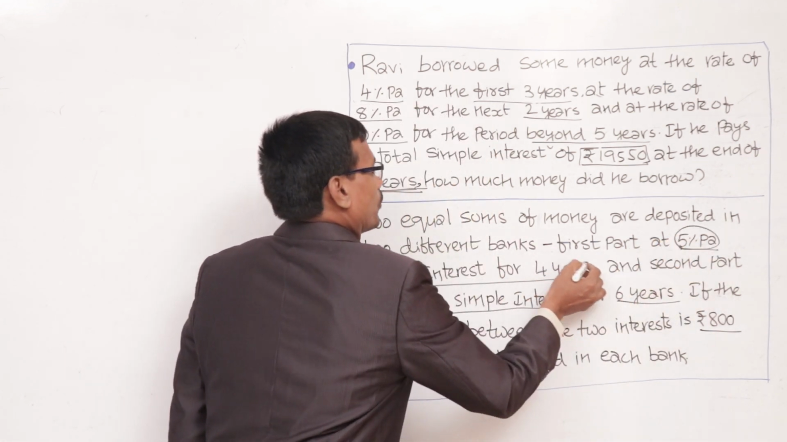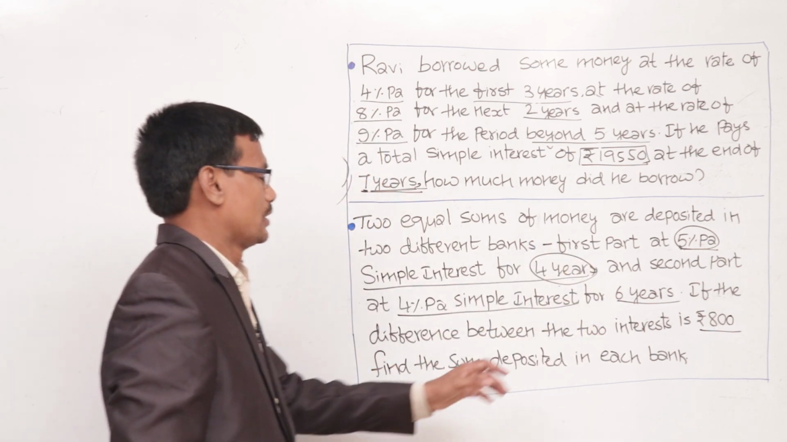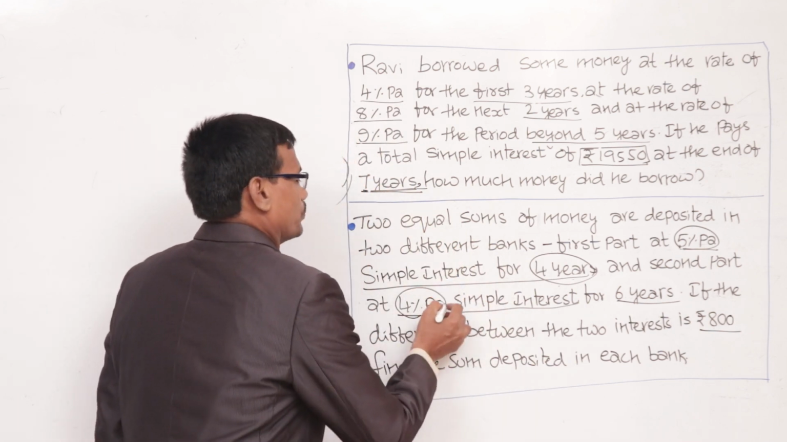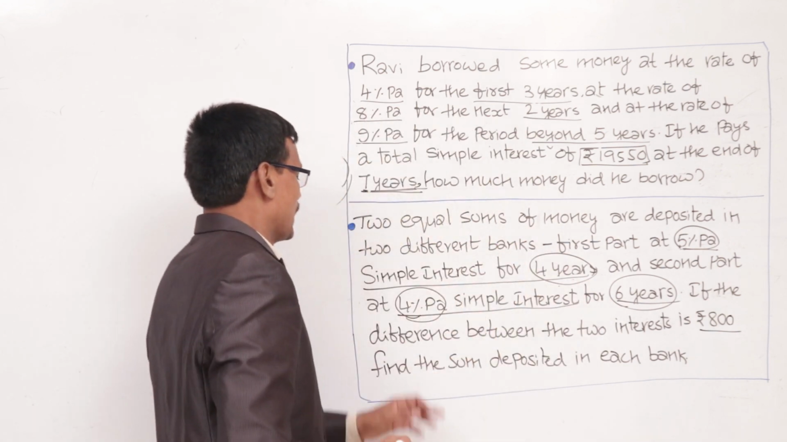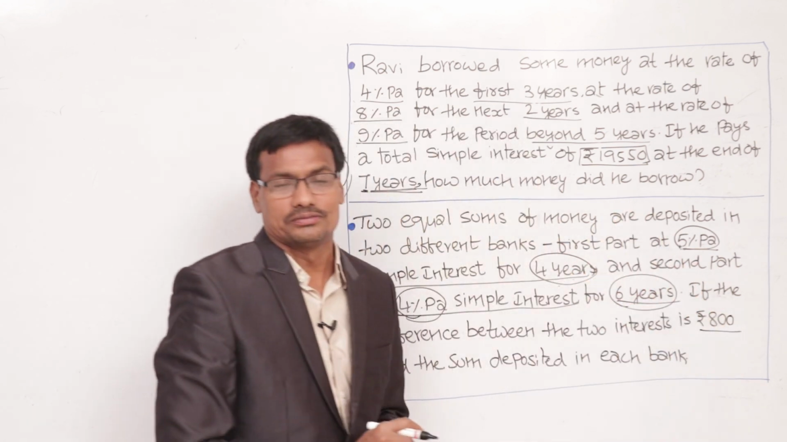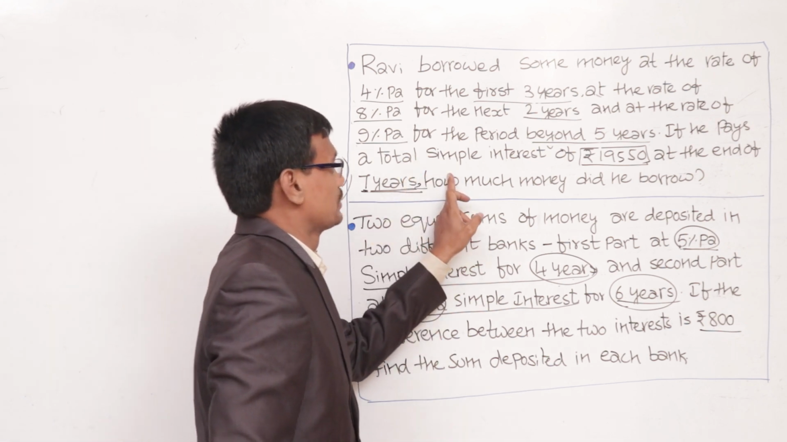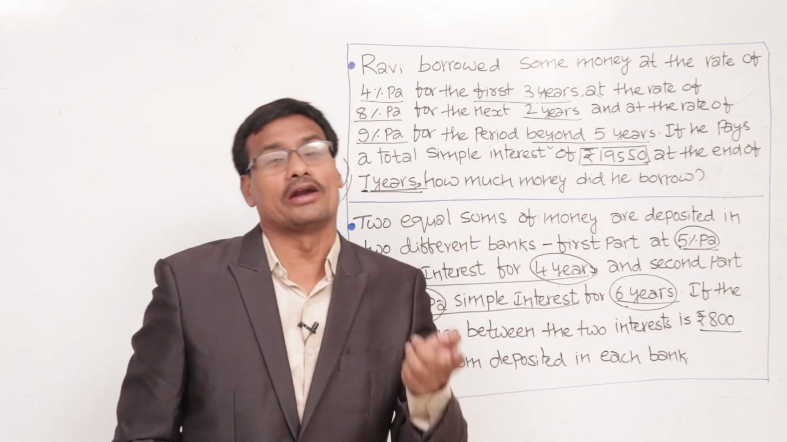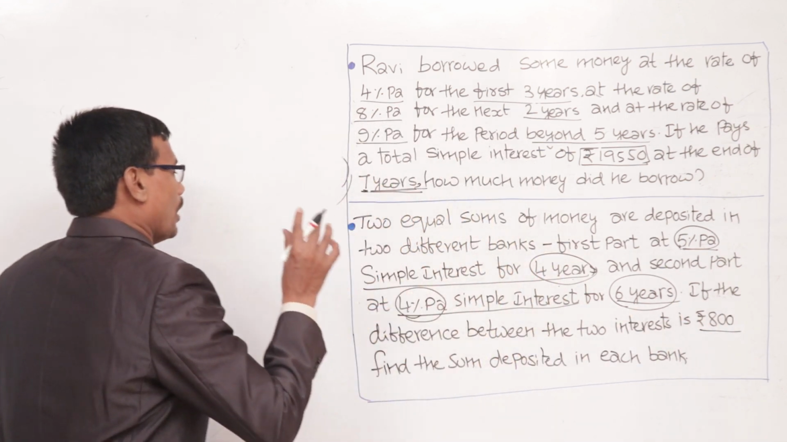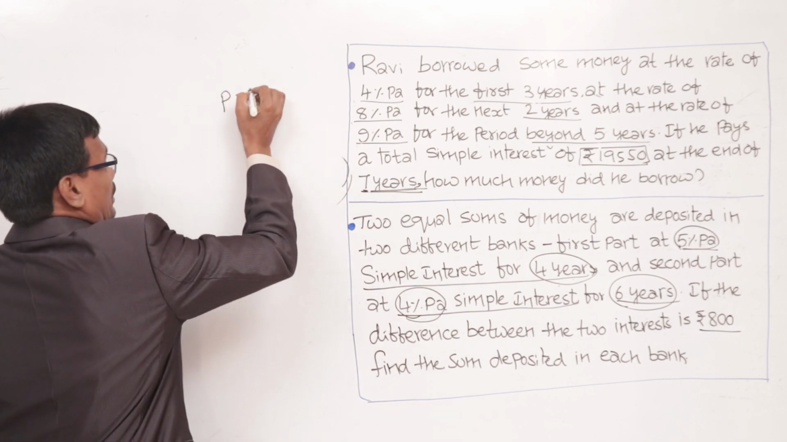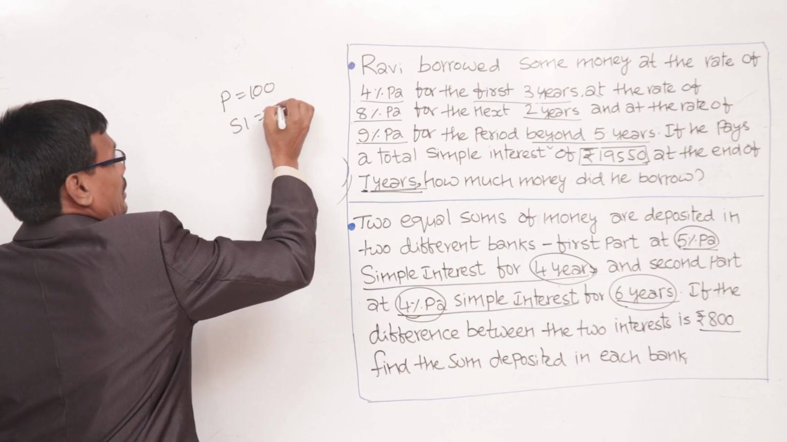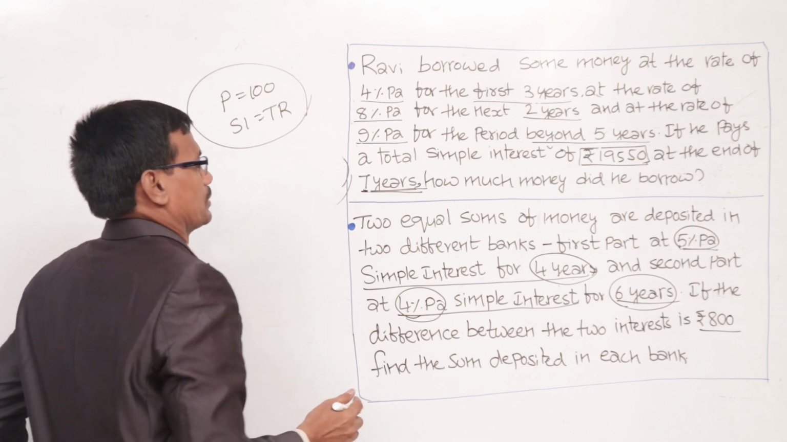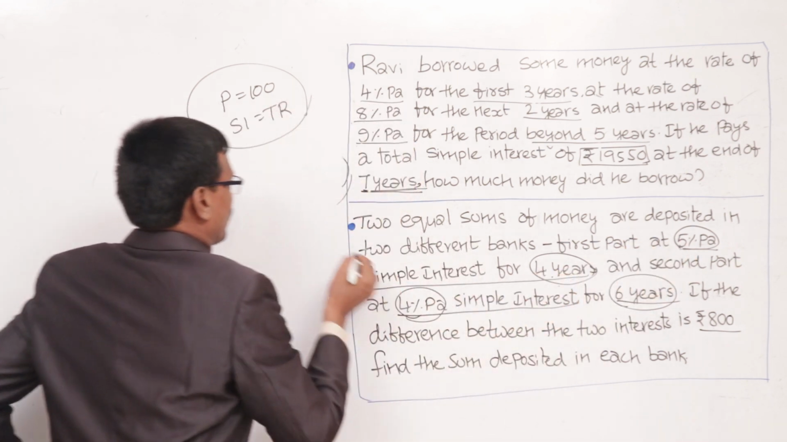5% for 4 years. So first sum, rate of interest 5, time 4 years. Then 4% simple interest for 6 years. If the difference between the two interests is 800. In the previous question they had given the simple interest. In this question they are giving the difference between the first part interest and second part interest. Now already we know that when P is equal to 100, SI is equal to TR. So this is our TP method, our turning point method.